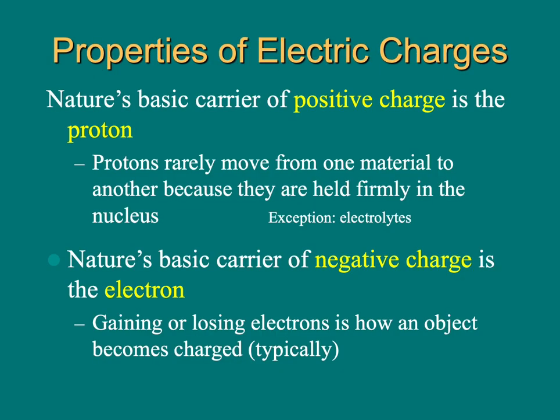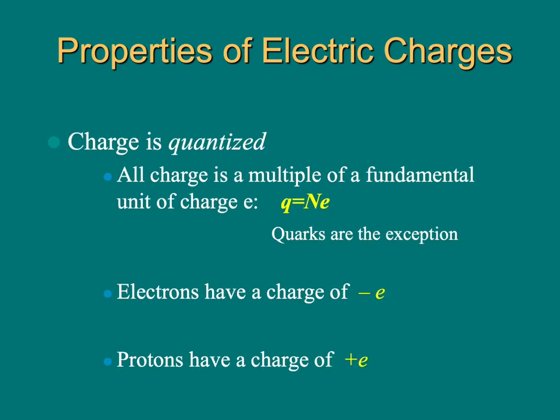Why we have electricity. Proton and electron are responsible for all the electricity we observe. Proton carries a charge, we call it a positive charge, and the electron carries negative charge. Protons have charge positive e, electrons have a charge negative e. This e is the fundamental charge. The value of e is 1.6 times 10 to the negative 19 coulomb.